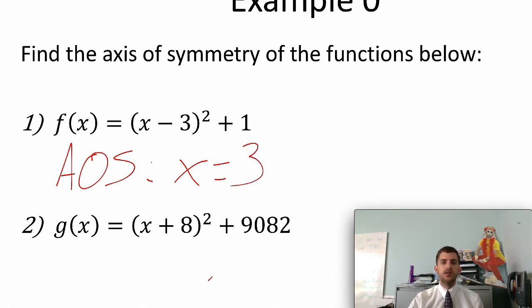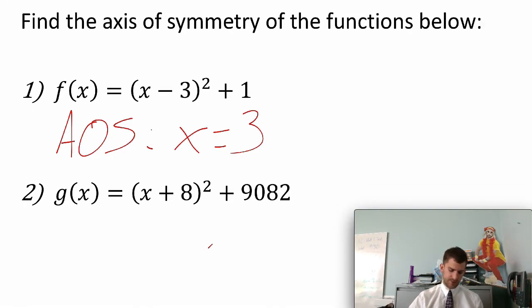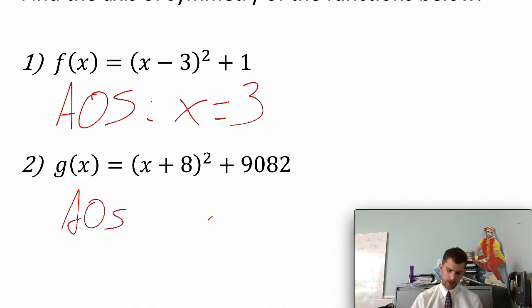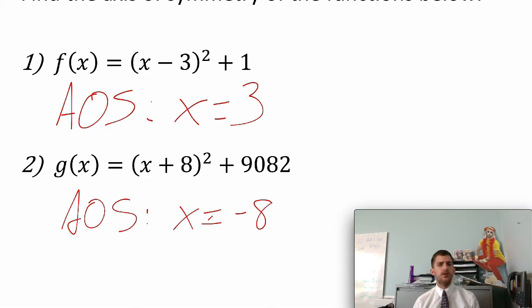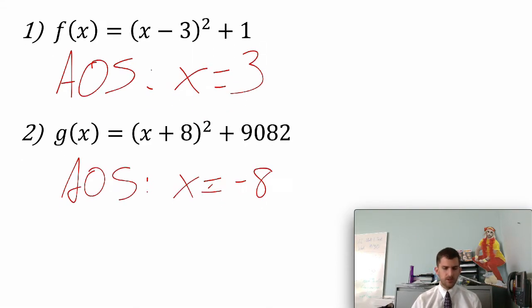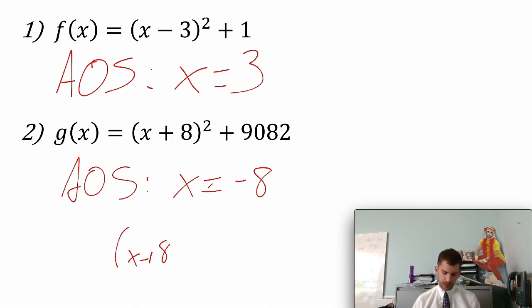For the next one, take a moment after you read through this. g of x equals x plus 8 squared plus 9,082. Now, I want you to think about what the axis of symmetry is going to be. So pause the video and tell me what x is equal to. Okay, you clearly paused. So it's going to be x equals negative 8. Now, you might be thinking, wait, there's no negative 8 in there. Sure there is. It's just written kind of differently. x plus 8 is the same as x minus negative 8.